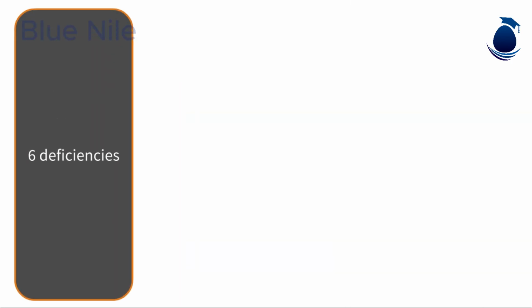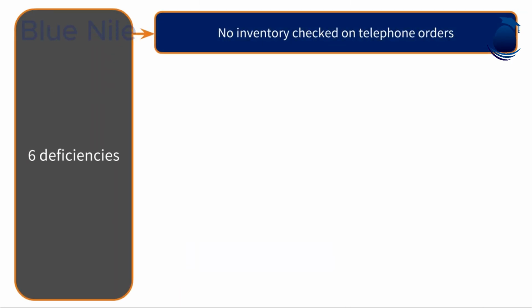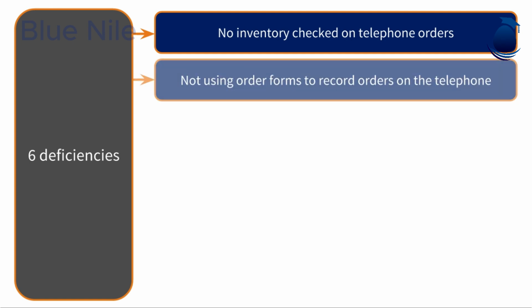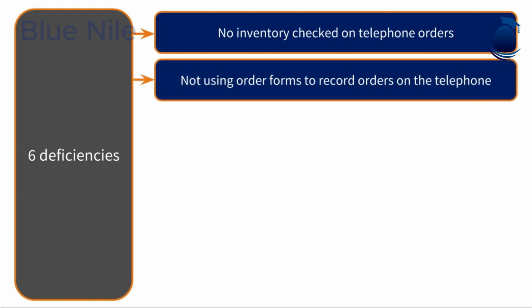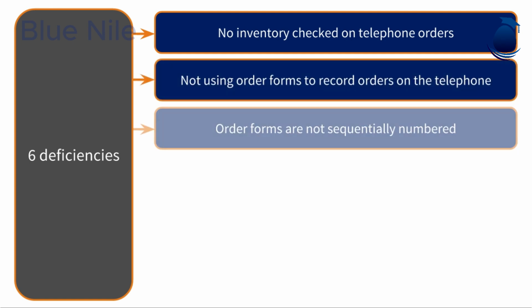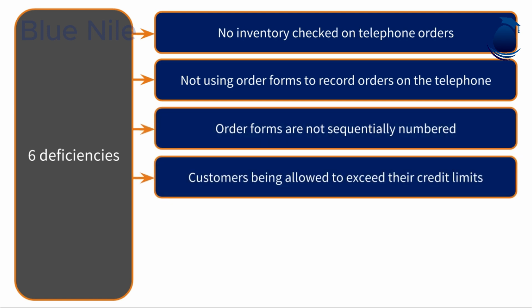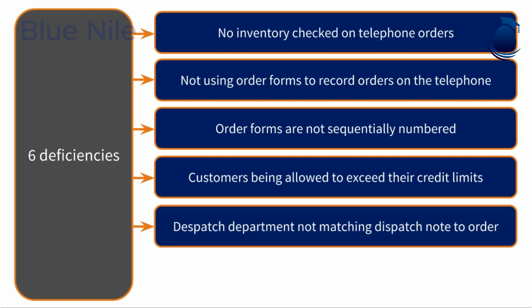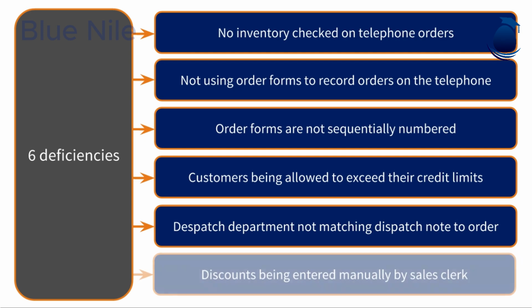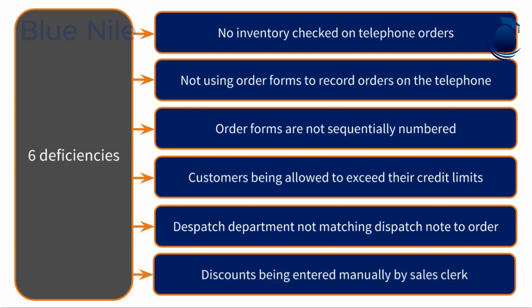In summary, here are our 6 deficiencies. No inventory checked on telephone orders. Not using the order form to record orders on the telephone. Order forms not sequentially numbered. Customers being allowed to exceed their credit limits. Dispatch departments not matching dispatch note or order to actual goods. And discounts being entered manually by the sales clerk.